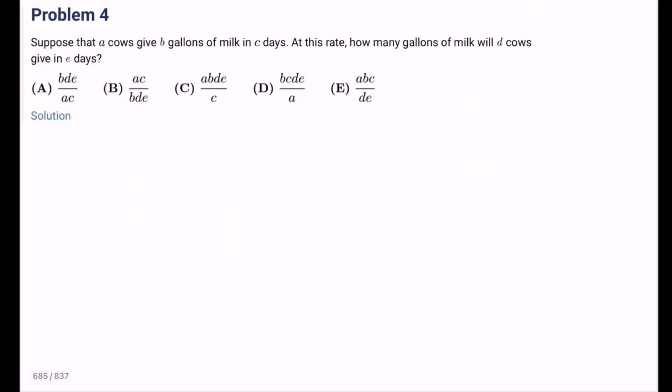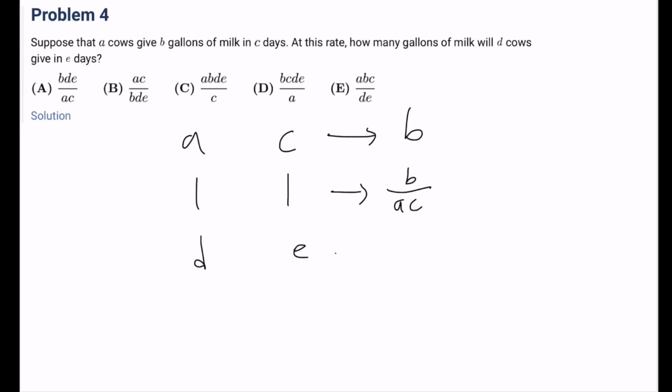Number 4. Suppose that A cows give B gallons of milk in C days. At this rate, how many gallons of milk will D cows give in E days? Okay, so A cows, C days, this gives us B gallons of milk. So 1 cow in 1 day gives us B over AC gallons of milk. And for D cows in E days, that gives us BDE over AC. So that's our answer. It's A.